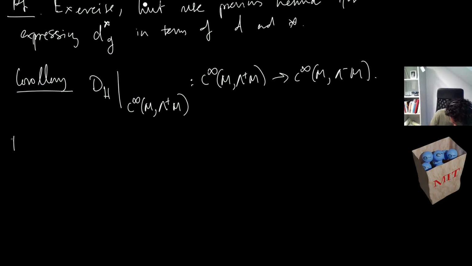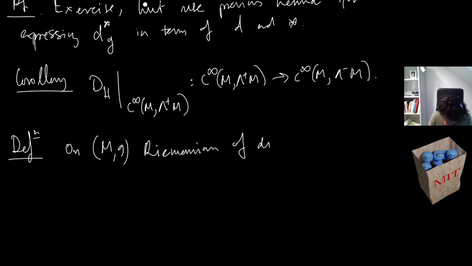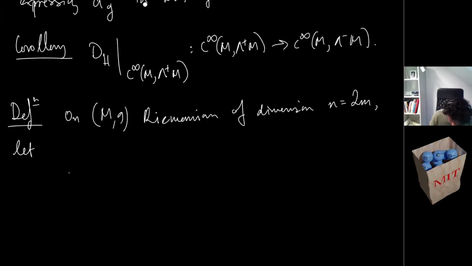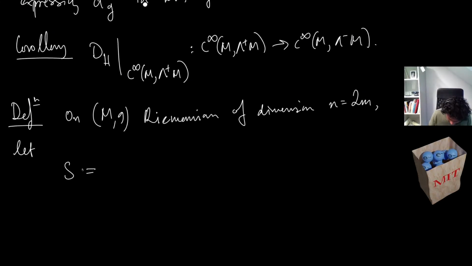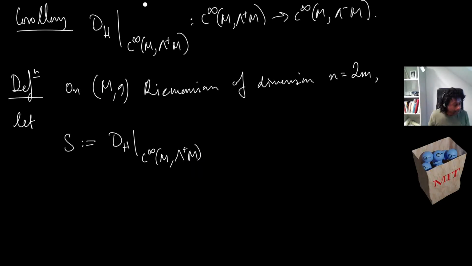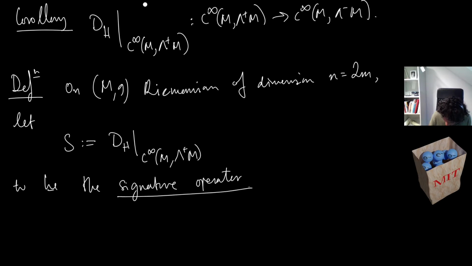So this allows us to make the following definition. On a Riemannian manifold (M, g) of dimension n equals 2m, so even dimension, we let S equal to d_H restricted to C infinity of these forms, and I really hope we haven't used the symbol S before for something, be called the signature operator. Okay, so this is what's called the signature operator.